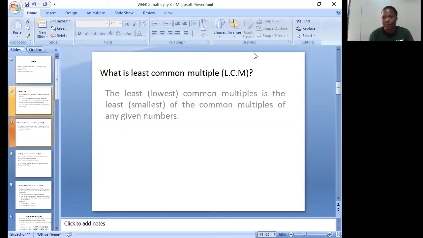Last time we have done multiples before. We have looked at common multiples to given numbers. But L.C.M is the smallest of the common multiples of any given number.